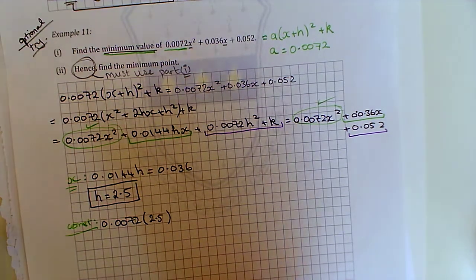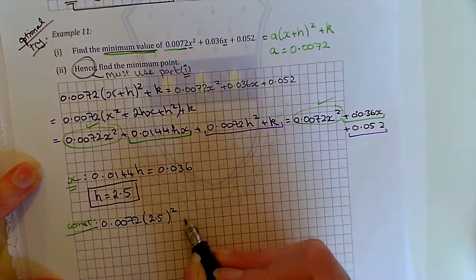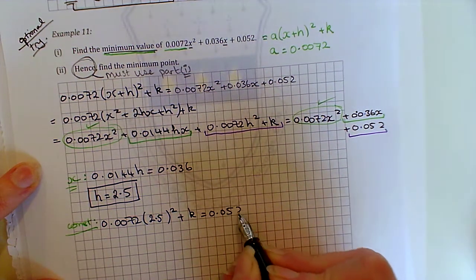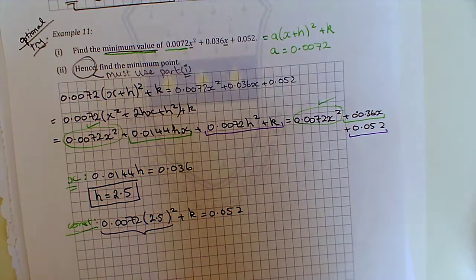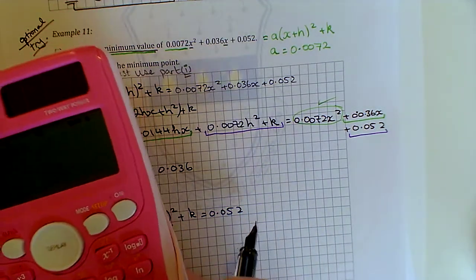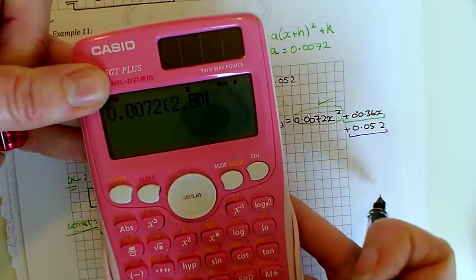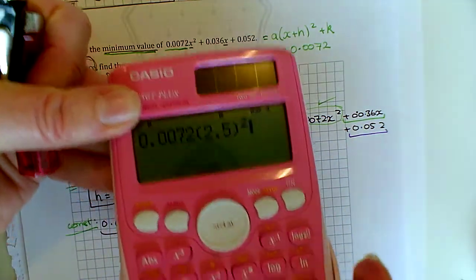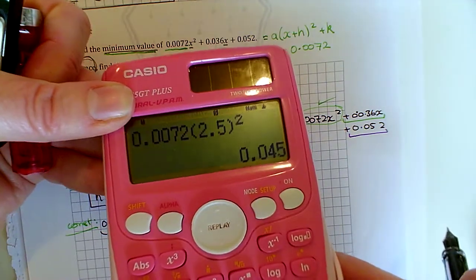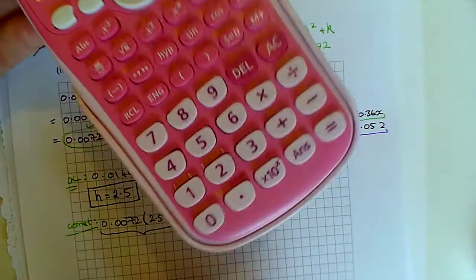To save me some writing, especially with these long decimals, squared plus k equal to 0.052. Let's just put this into our calculator in one go. So 0.0072 bracket 2.5 squared. Some of you might be able to do that in your head. Well done if you can. 9 over 200, 0.045.